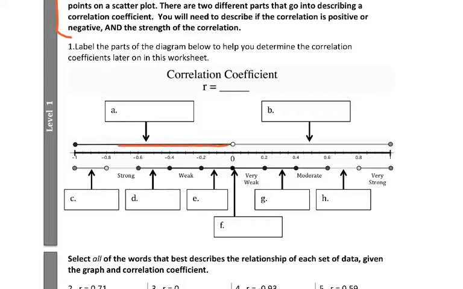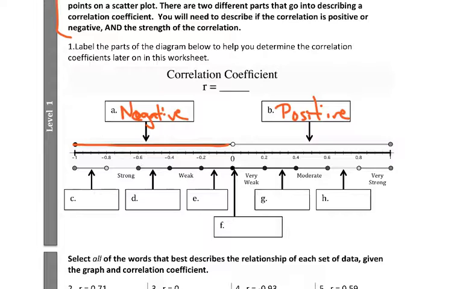Notice we got this bar right here that's showing all the negative numbers. If you see a negative correlation coefficient, you know that the relationship being looked at is negative, meaning the dots have a downward pattern. If you see a correlation coefficient that's a positive number, it's a positive relationship, meaning that the dots are going in an upwards pattern.